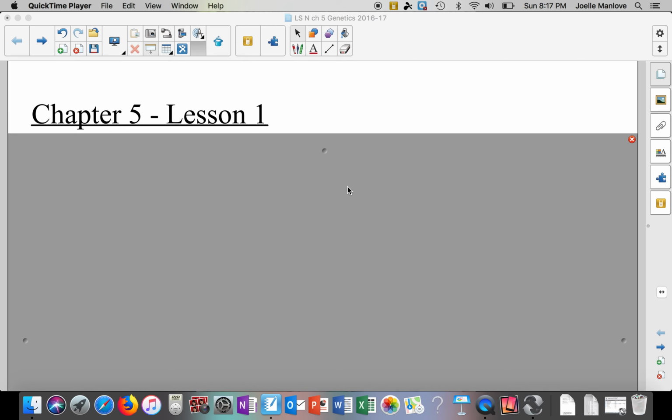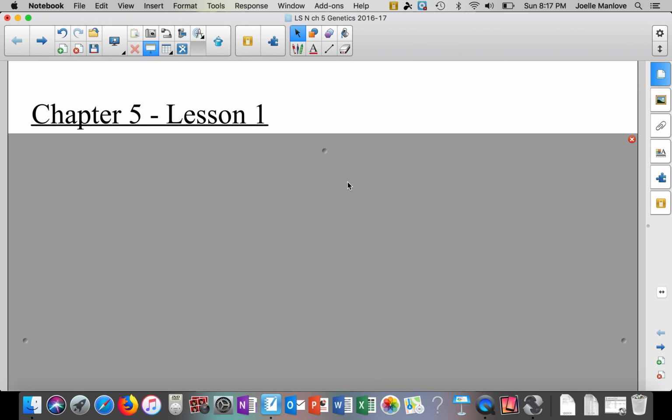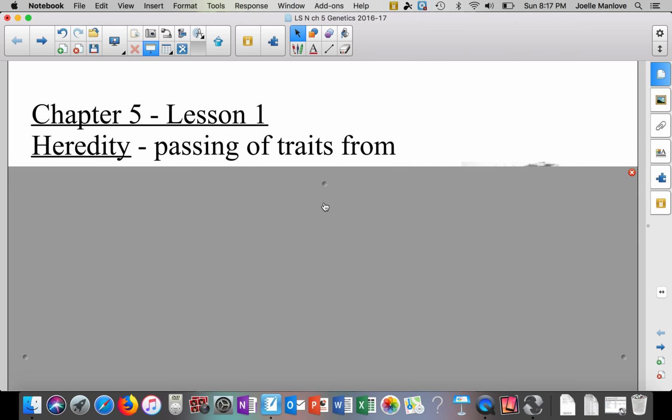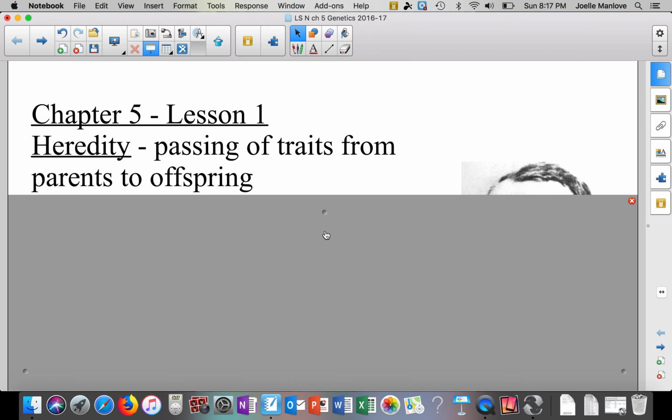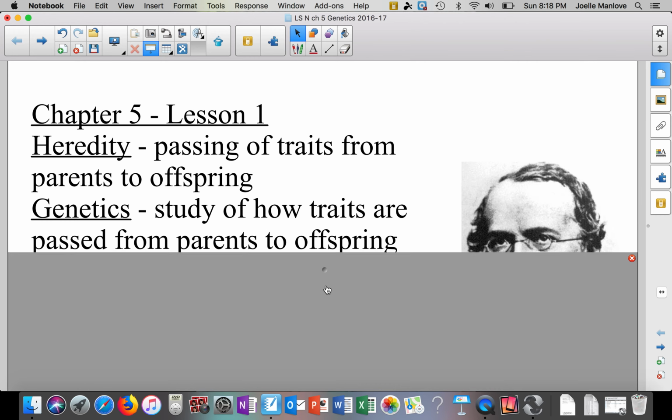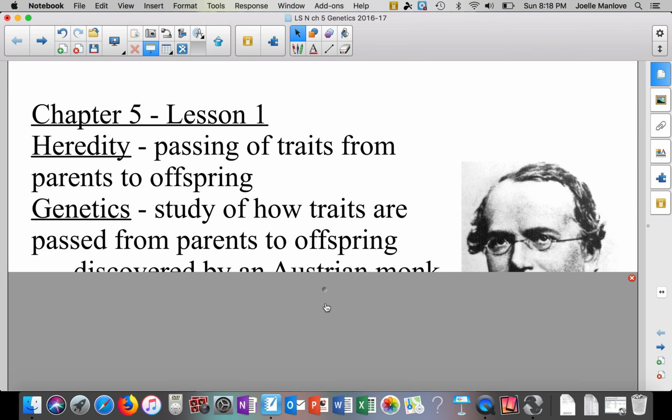Lesson 1 is going to be talking about genetics, and we're going to start out talking about heredity. Heredity is the passing of traits from parents to offspring. I'm going to guess that lots of you have been told several times in your lives that your eyes are like your mom's, or you've got your dad's dimples, or something like that. The reason is this idea of heredity. Your parents passed their traits to you. So when we study how those traits are passed from parents to offspring, we're studying genetics.